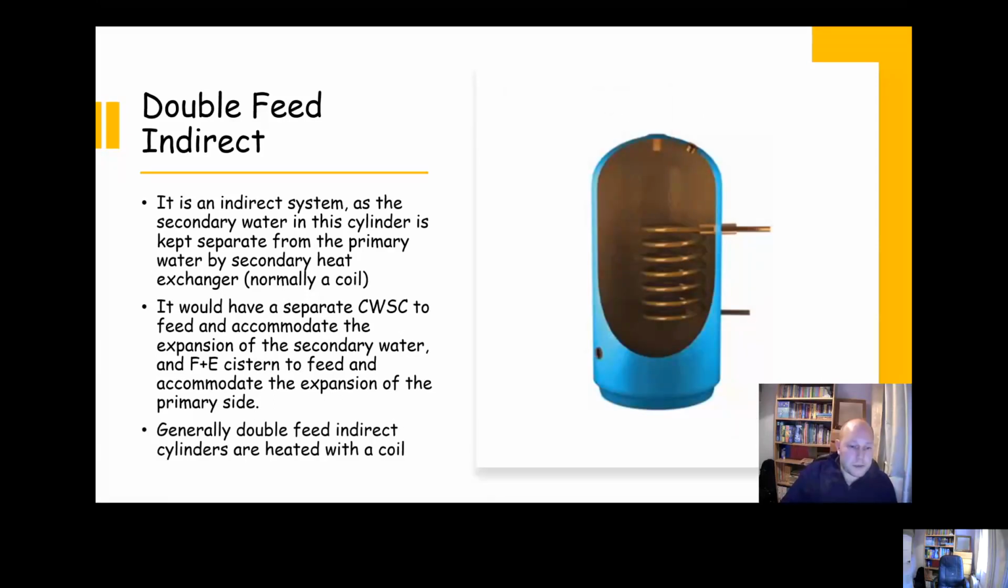Generally, double feed indirect cylinders are heated with a coil. Here's a picture of a double feed indirect cylinder with a coil, and you can see just how that works there. We'd have the flow from the boiler flowing in here, going round the coil, heating up the coil, and then the return would go back to the boiler here, primary return, and the coil would heat up the water inside the cylinder indirectly, because the heat source is the boiler, and that water from the boiler never comes in contact with the water in the cylinder.